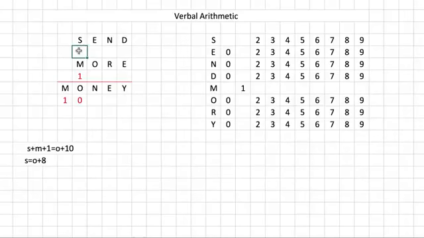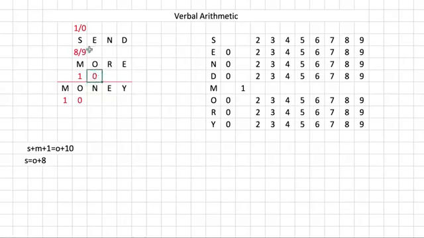And this S, if there is a carry, then it has to be 8, and if there is no carry, then it has to be 9, right? That will make a 10 here. Now if you see, this O is also present here, so we'll write 0.